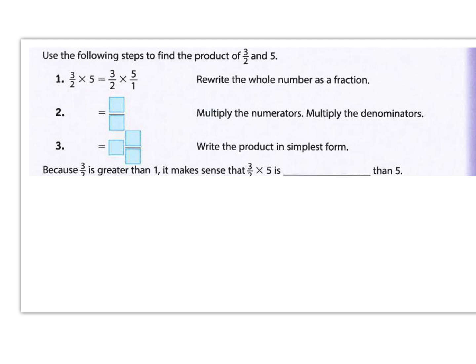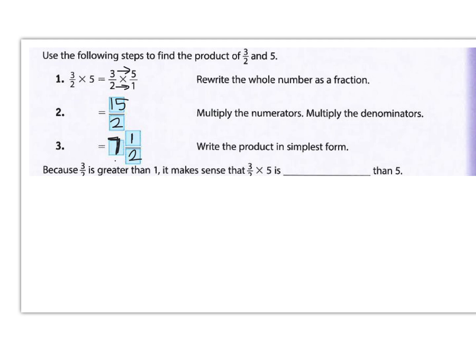So now part 2 is you multiply the numerators, the numbers on top, 3 times 5, and then you multiply the denominators, 2 times 1. So multiplying fractions is super easy. 3 times 5 is 15. And then 2 times 1 is 2. So you just multiply across the numerators and then the denominators. And then you need to write the product in simplest form. So we got to figure out, well, 2 goes into 15 how many times? Well, it goes in 7 times. And then there is 1/2 left over because 2 times 7 is 14, and then plus 1 is 15.